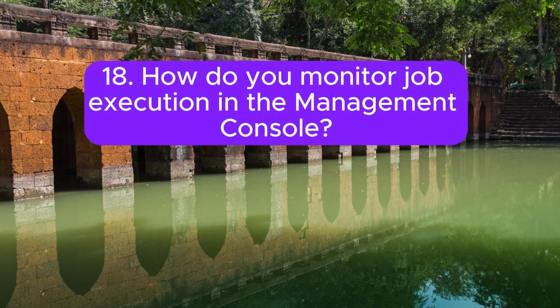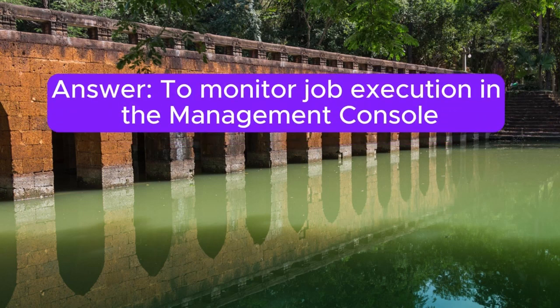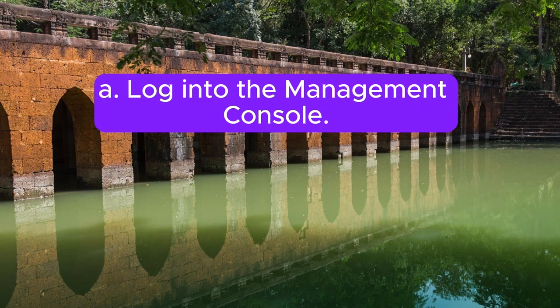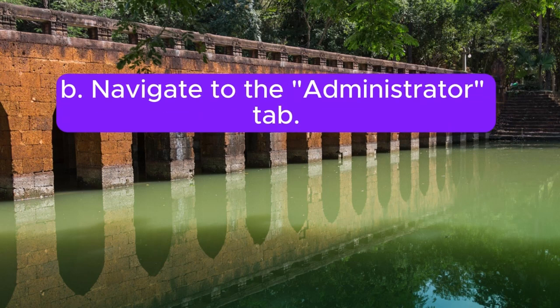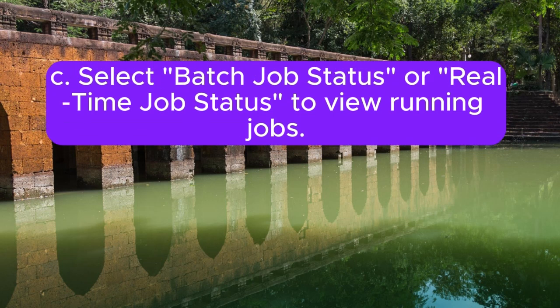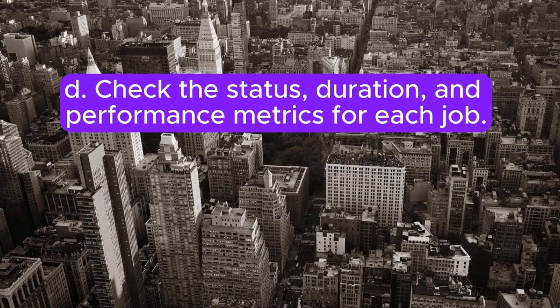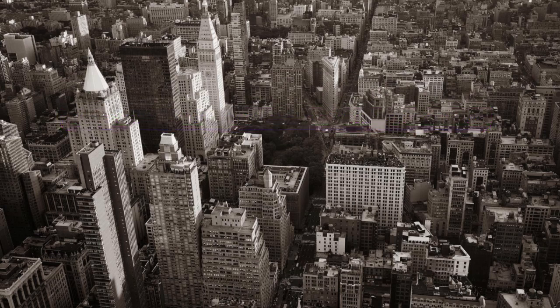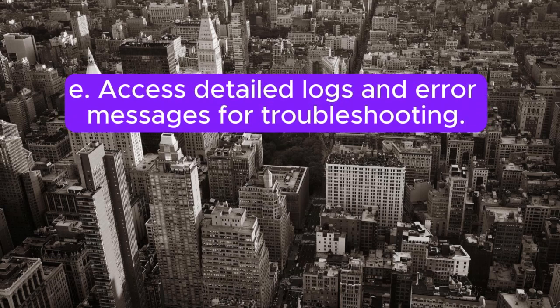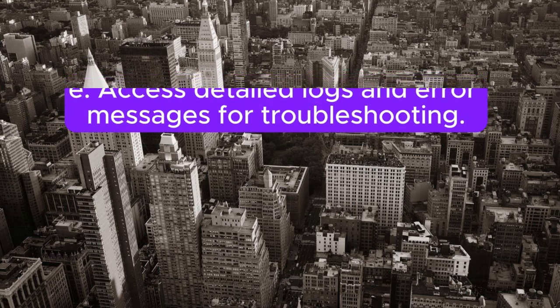18. How do you monitor job execution in the Management Console? Answer: To monitor job execution in the Management Console: A. Log into the Management Console. B. Navigate to the Administrator tab. C. Select Batch Job Status or Real-Time Job Status to view running jobs. D. Check the status, duration, and performance metrics for each job. E. Access detailed logs and error messages for troubleshooting.